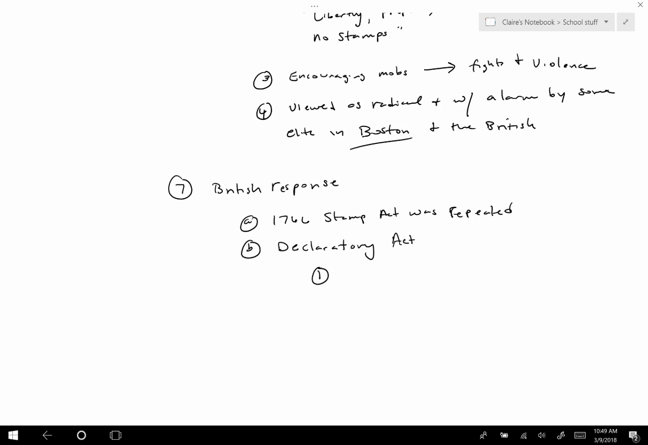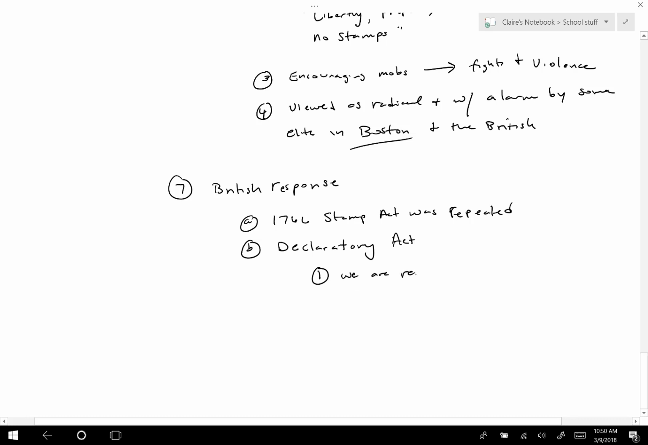It didn't work. Honestly, this is going to be the problem: once they start repealing, once they acquiesce to the protest and repeal, the colonists learn, hey, if we push hard enough, they'll back off. And we'll see this again after the Townshend Acts as well. So, the Declaratory Act, basically, just, we're repealing it.